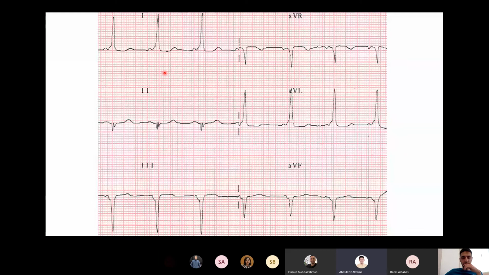Anything else? Let's say this is a 14-year-old, by the way. The QRS is a little bit wide. Okay, wide QRS. What else?